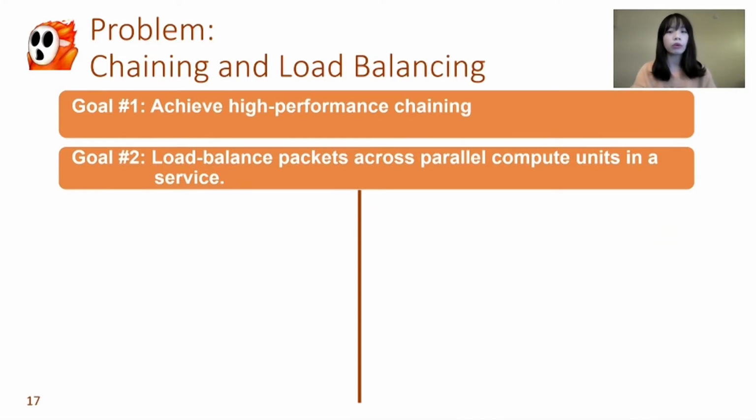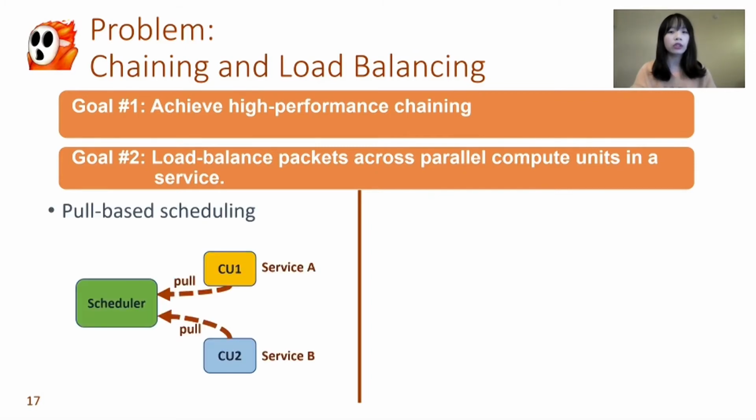The first two goals are high-performance chaining and load balancing. There are two candidate scheduling methods. The first one is pull-based scheduling, which allows every compute unit to pull the incoming packet from the queue in the central scheduler. The pull-based method can help to efficiently distribute load to multiple parallel units. However, it requires the packet to go back to the scheduler at every hop in the chain, so it will incur significant latency overhead for chaining.